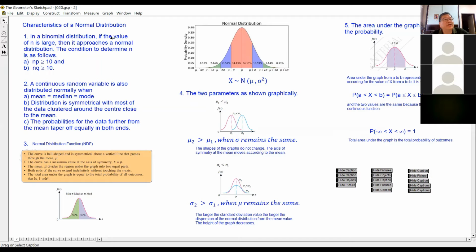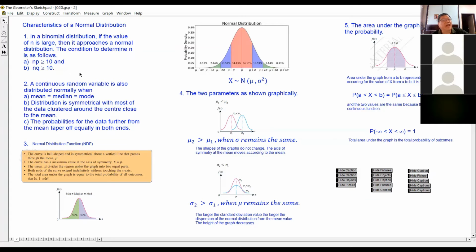A binomial distribution, if the value of n is large, then it approaches a normal distribution. So what they are saying here is that while you are doing a binomial distribution, if you take a very big sample and you do it many times, then this binomial distribution can become a normal distribution. How big must the binomial be before it becomes a normal?